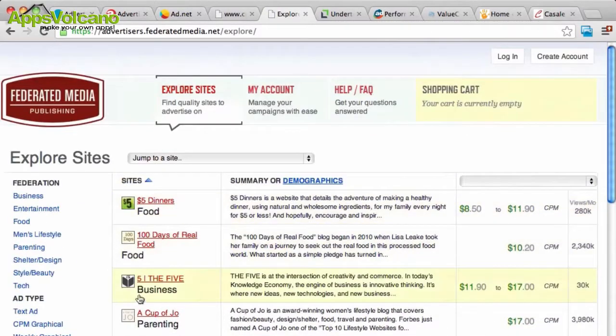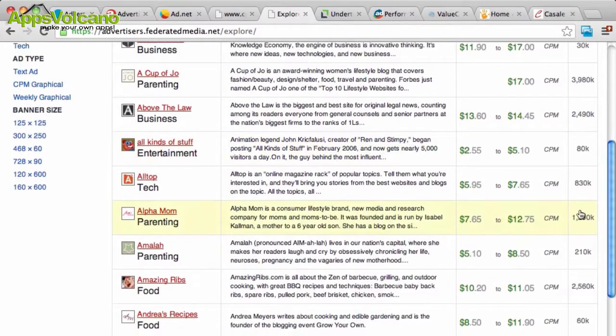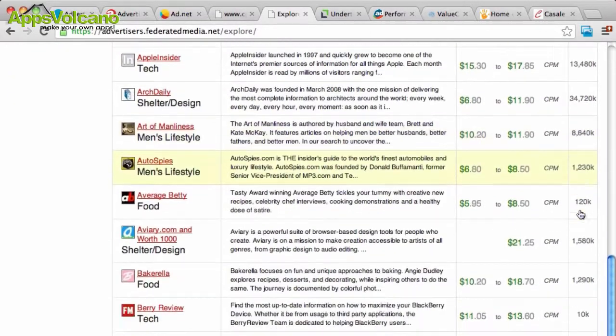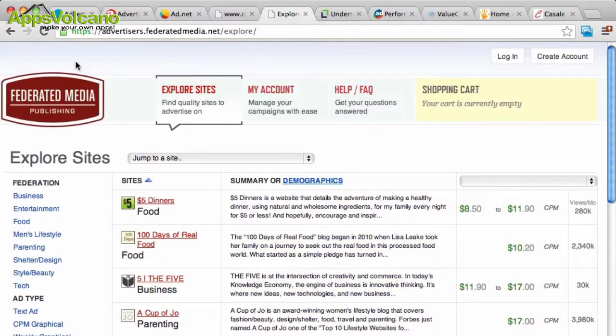On the left-hand side, it's going to show you the website that it is. It shows you over here also on the right-hand side how many views these sites are getting. So you can see they have a lot of different sites that you can advertise on. All in all, they are a good site for getting into a lot of different niches. Over here on the left, you can see the niches that they're in. So they have a lot of different verticals that you can get in. It's a good, you know, underground resource right here, Federated Media.